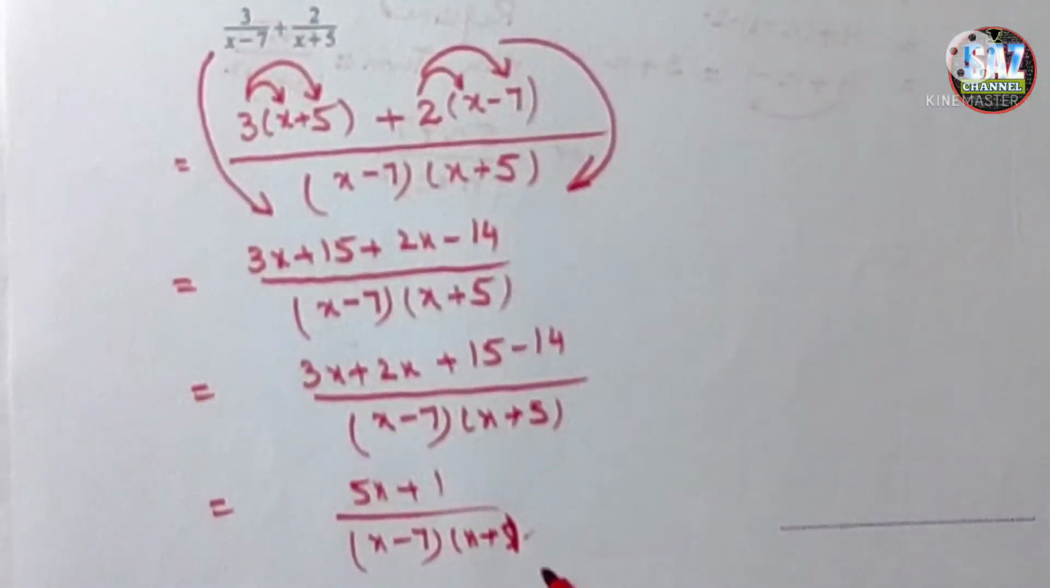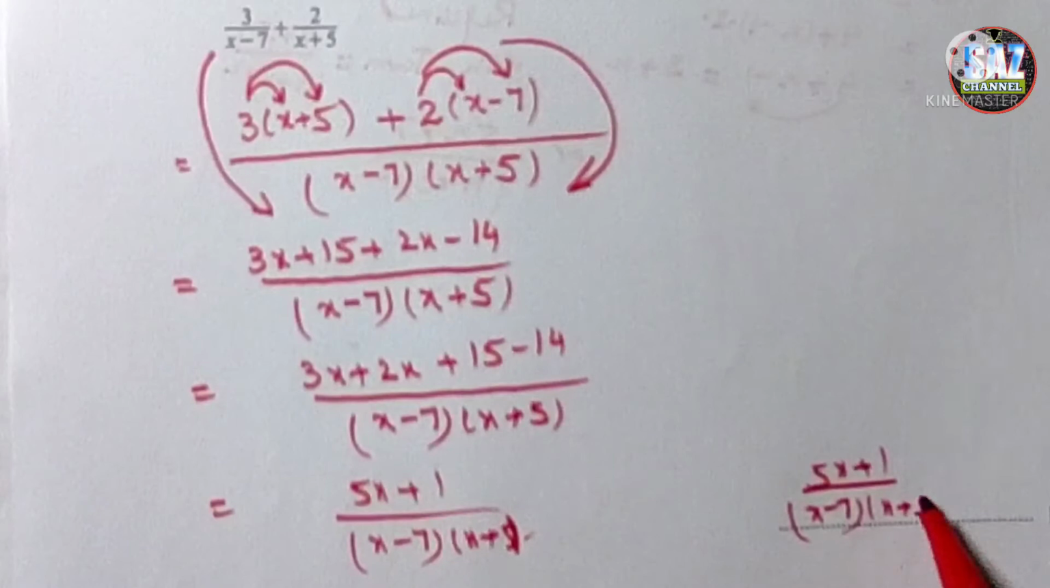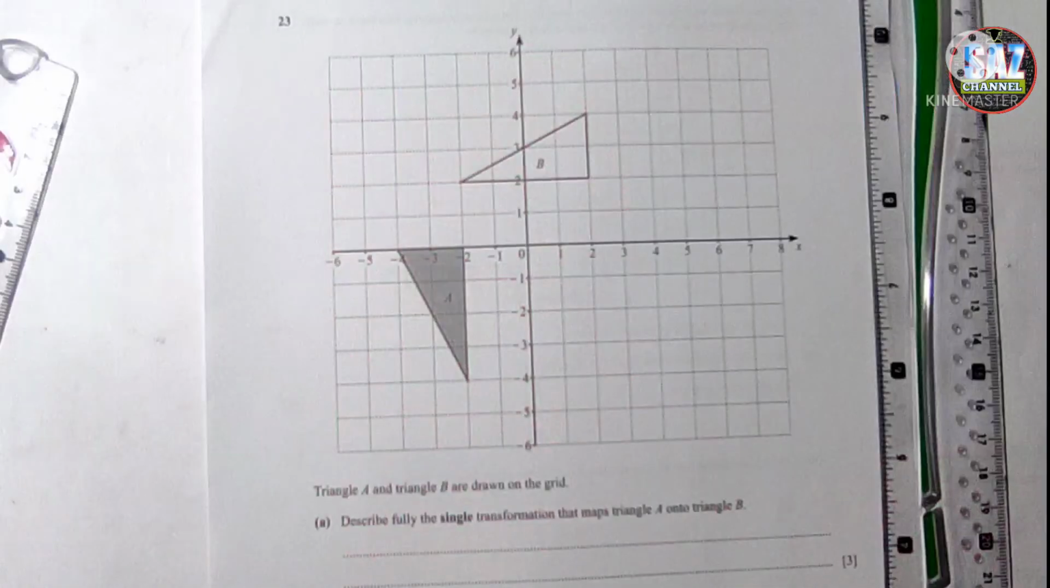Either you can leave your working in this form, or you can multiply the brackets, but this is the final answer, 5x plus 1 upon x minus 7 into x plus 5. This question is carrying 3 marks, so try to provide all necessary steps. And let's move to the next question.